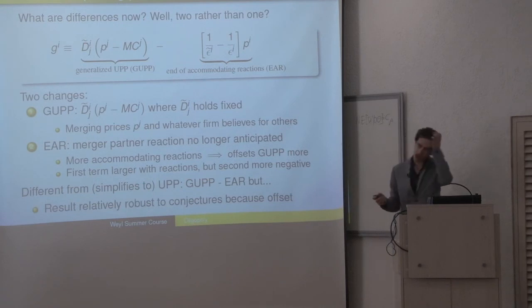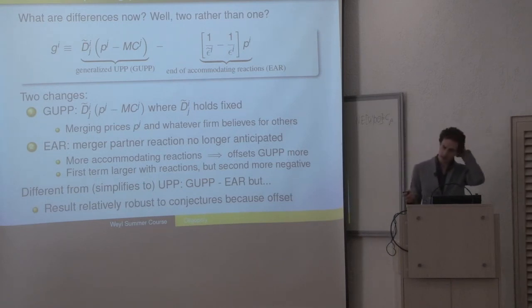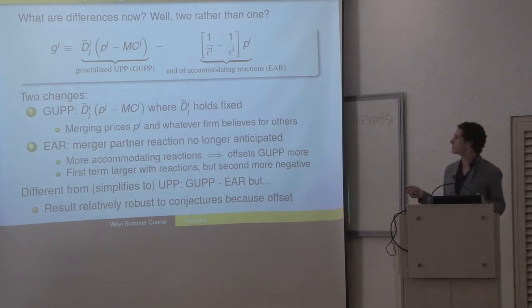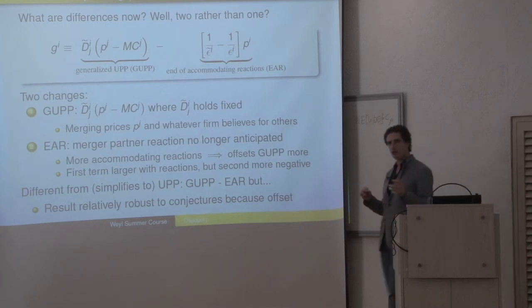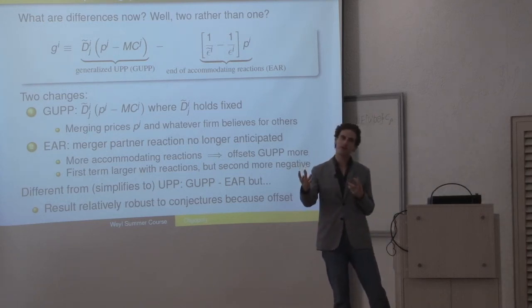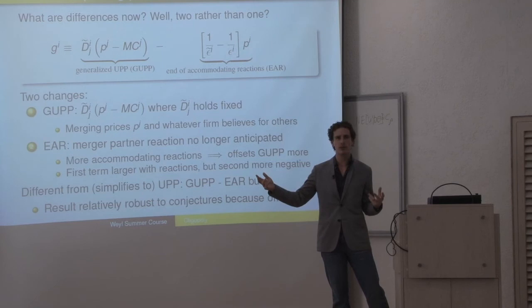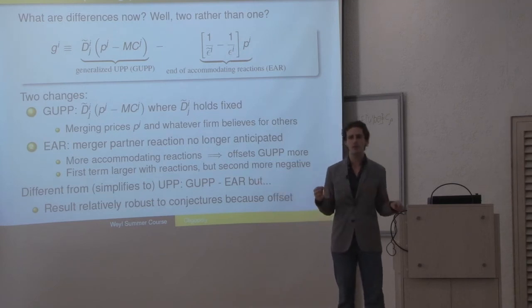So what that suggests is that at least in some cases, even though introducing conjectures changes this formula, it might not change it too much because there are these two offsetting effects. It depends on how much more closely I'm coordinating with the person I'm thinking about merging with than with other people in the industry. If I'm coordinating more with the person I'm merging with, then it's not so bad that we merge because we're already sort of coordinating with each other.